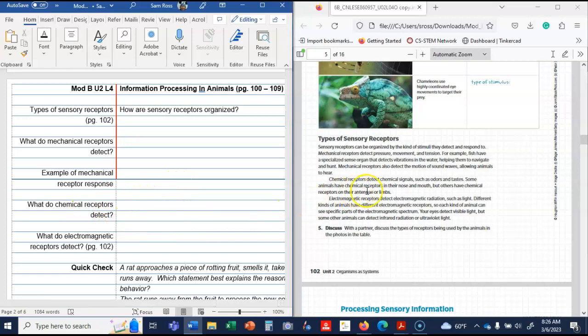What do chemical receptors detect? They detect chemical signals such as odors or taste. And what do electromagnetic receptors detect? They detect electromagnetic radiation such as light.